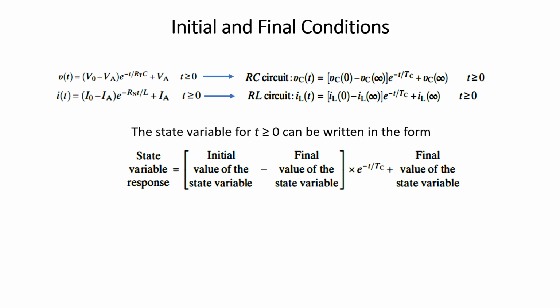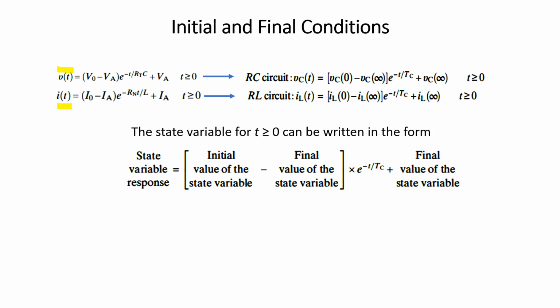The state variable means the capacitor voltage and inductor current. It can be written as state voltage, which may be voltage in the case of a capacitor and current in the case of an inductor. This is the initial value. This is not new to you. This is just shown in text.